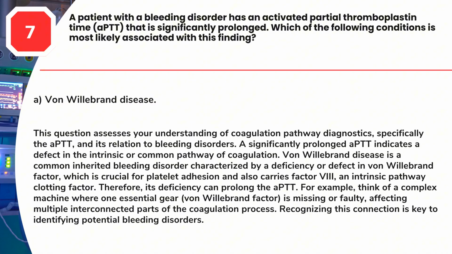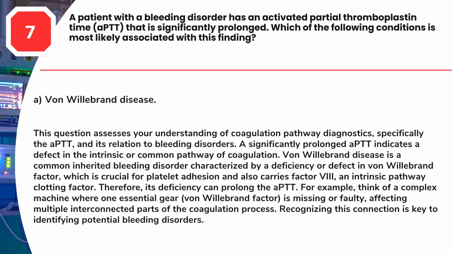Answer: A. Von Willebrand disease. This question assesses your understanding of coagulation pathway diagnostics, specifically the aPTT, and its relation to bleeding disorders. A significantly prolonged aPTT indicates a defect in the intrinsic or common pathway of coagulation. Von Willebrand disease is a common inherited bleeding disorder characterized by a deficiency or defect in von Willebrand factor, which is crucial for platelet adhesion and also carries factor VIII, an intrinsic pathway clotting factor. Therefore, its deficiency can prolong the aPTT.